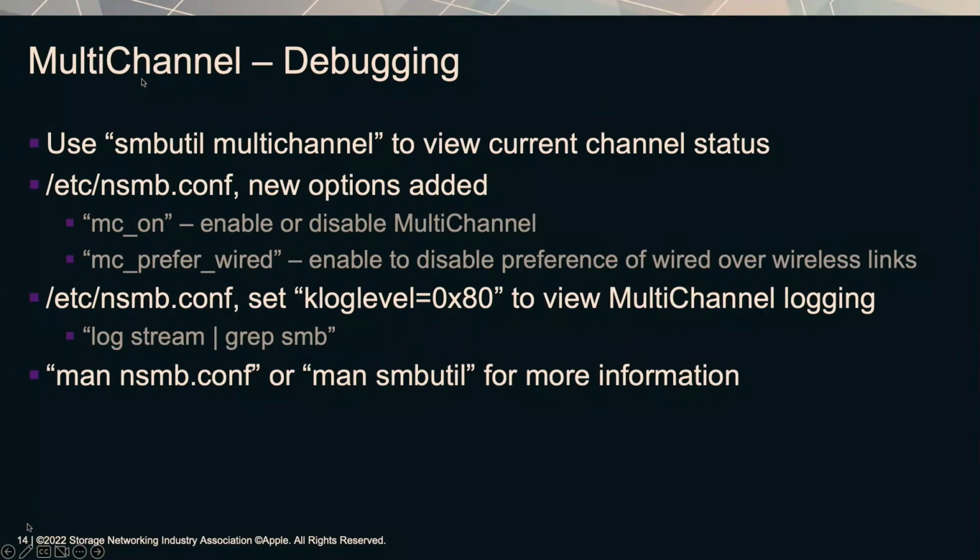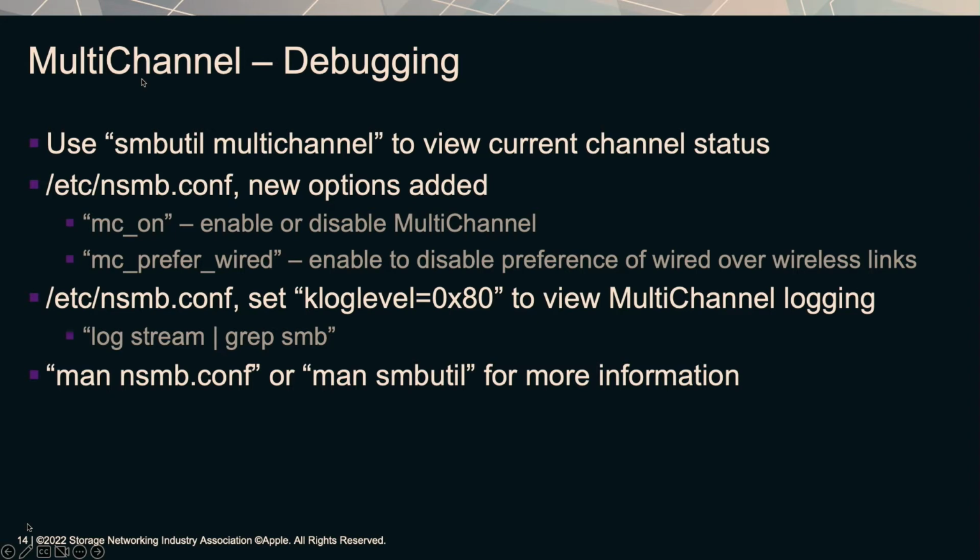So we added in some ability for you to debug what our multi-channel code is attempting to do. So we added a new SMB util multi-channel so you can view the current channel status. We added some options into our nsmb.conf so you can enable or disable multi-channel. We did add a preference that if you have, for some reason, a super, super, super fast wireless network, which is faster than any sort of wired network, then you can turn off that preference, and then we'll just sort the list by whatever speeds we find.